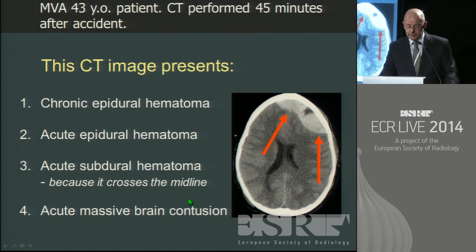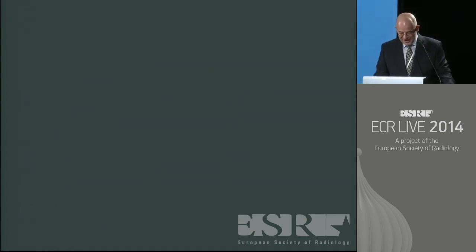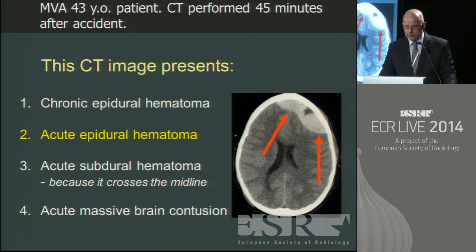Who is for the first one? The second one? Okay, 4, 5. Acute subdural hematoma. Okay, and acute massive brain contusion. So only 10 people answered, you know. It's right, so this is the acute epidural hematoma.